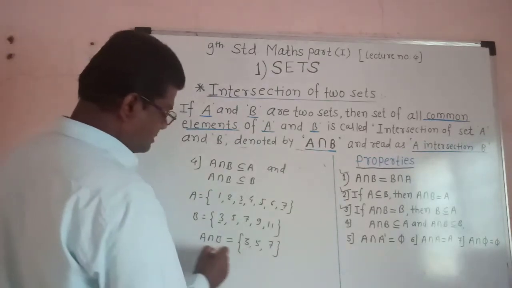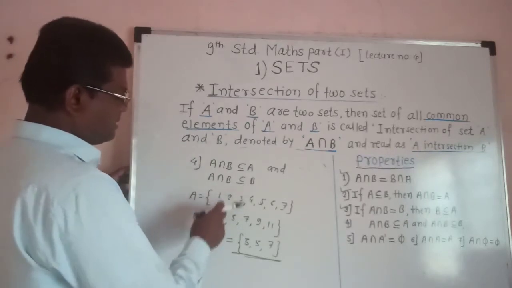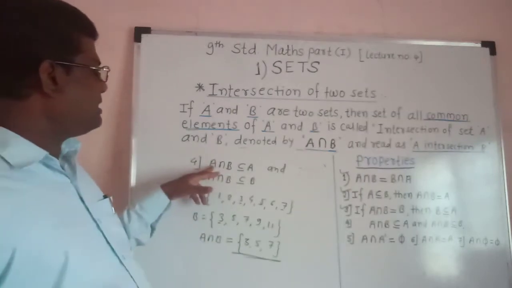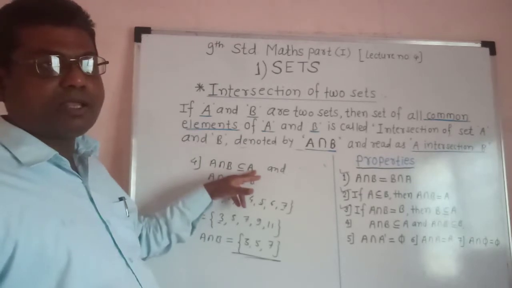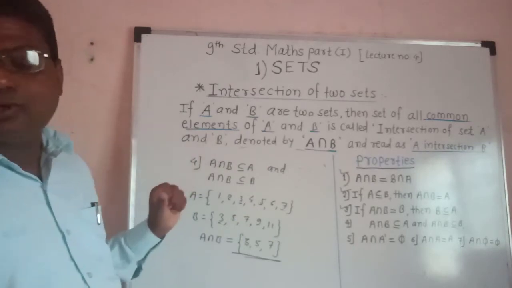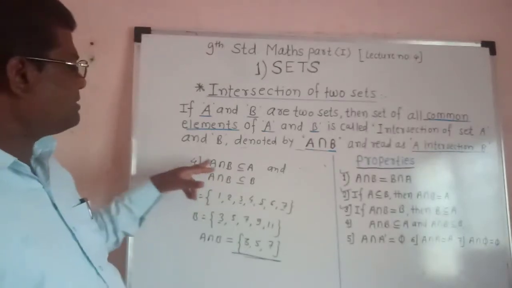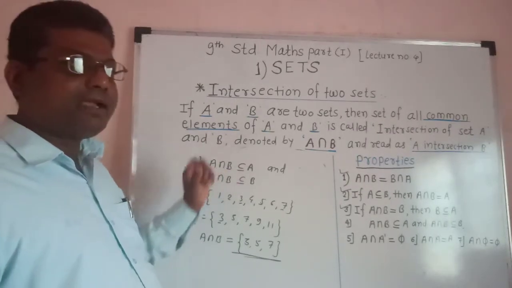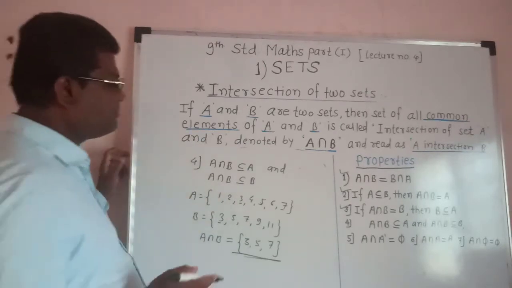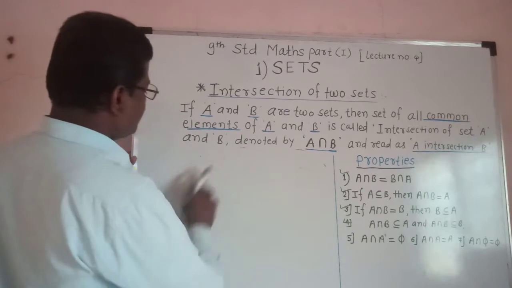Now this set A intersection B is a subset of A, and this set is also a subset of B. That means A intersection B is always a subset of A, and A intersection B is a subset of B. If we have two sets A and B, their set of common elements, that is A intersection B, is a subset of A and also a subset of B. This is property number 4. Now let us see property number 5.